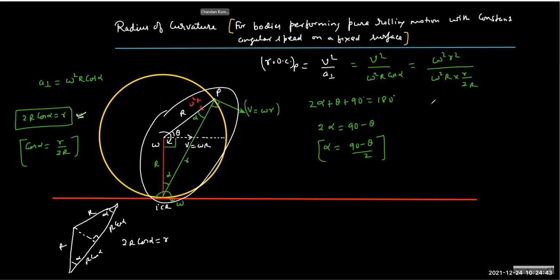All right. So now something very interesting happens. This r cancels out. This omega square cancels out. This r also cancels out. And what we're left with is just 2r. See, so simple an answer. Now what is the meaning of this? The radius of curvature of any point P is twice the distance from the ICR. That's it. Understood?